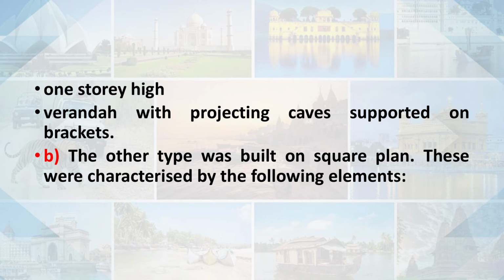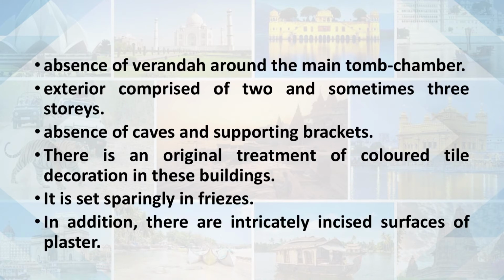The other type was built on a square plan. These were characterized by absence of veranda around the main tomb chamber, an exterior comprising two and sometimes three stories, and absence of eaves and supporting brackets. There is an original treatment of colored tile decoration in these buildings. It is set sparingly in friezes. In addition, there are intricately incised surfaces of plaster.